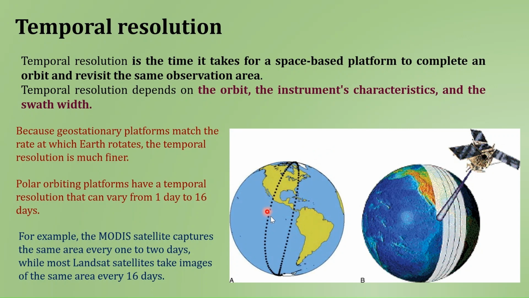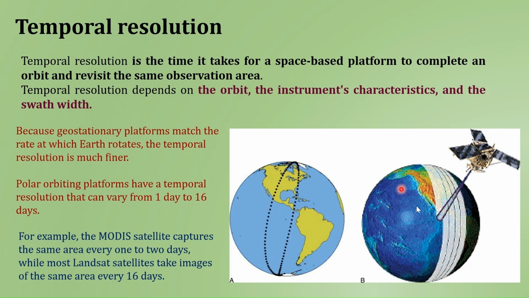These satellites are mainly placed in two orbits. One is the geostationary and the second is the polar orbit. This we will discuss in detail in the next video. But here, geostationary platforms are the satellites which are at an altitude of 36,000 kilometers and are stationary with respect to a particular location on Earth. So here the temporal resolution is fine, because that satellite gives continuous coverage of a particular area.